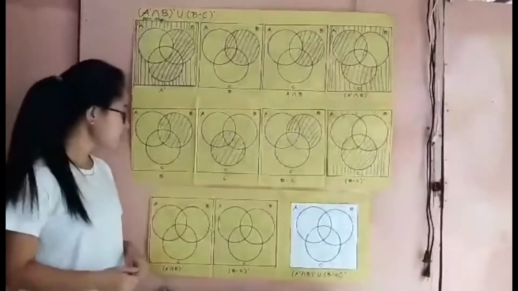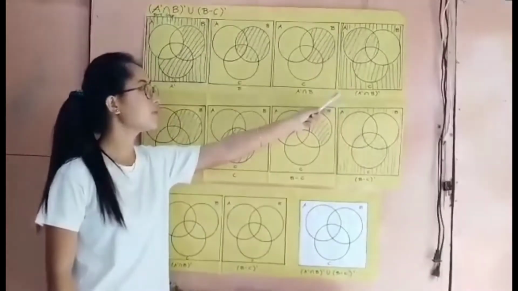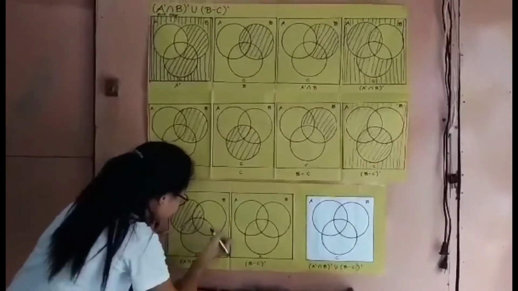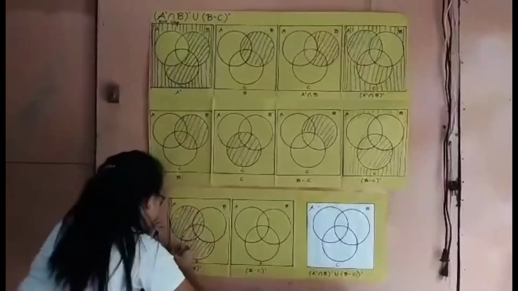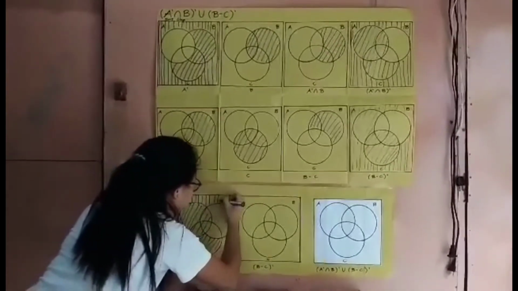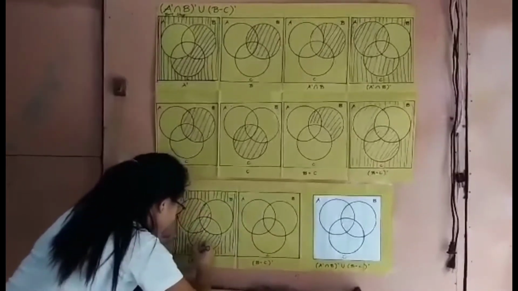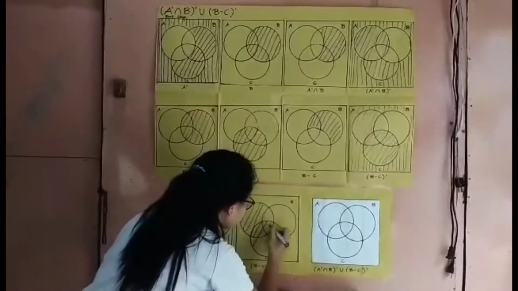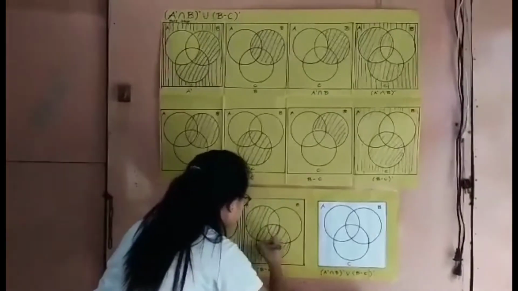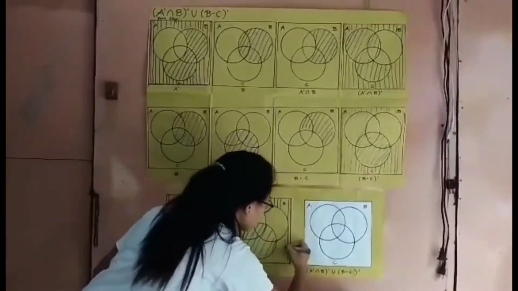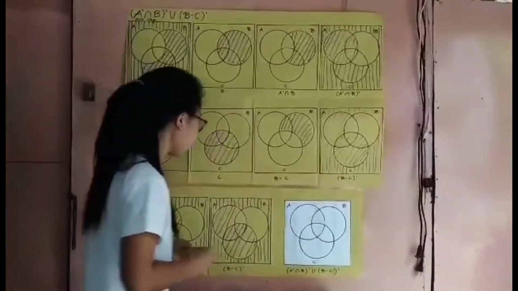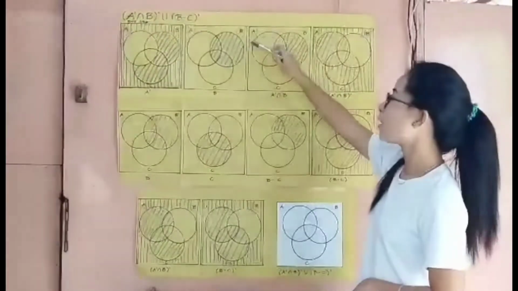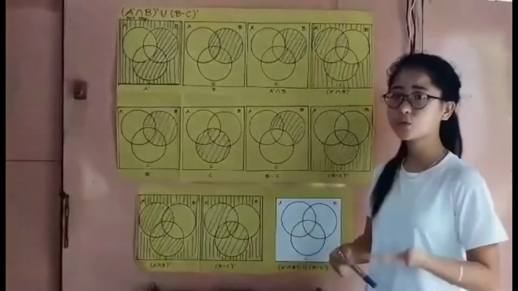Now, for the last and final step, we will put here the complement of A complement intersect B, as well as the complement of B minus C. Since the given is the complement of A complement intersect B unions the complement of B minus C, when we say union, we will shade everything.